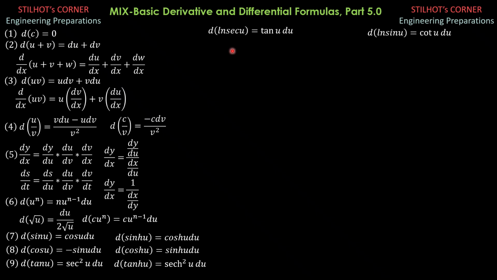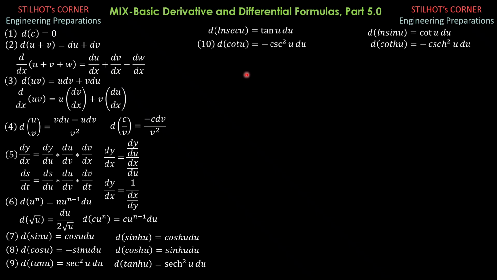Differential of ln of u is du over u. So I hope you know that. Then we have the differential of cotangent of u, which is negative cosecant square of u du, while the differential of cotangent hyperbolic of u is the same, negative cosecant hyperbolic square of u du.